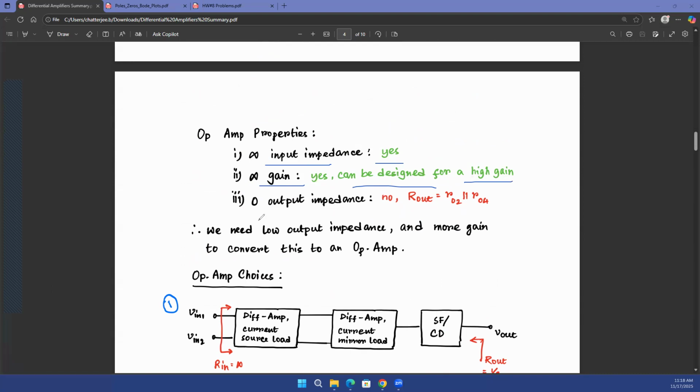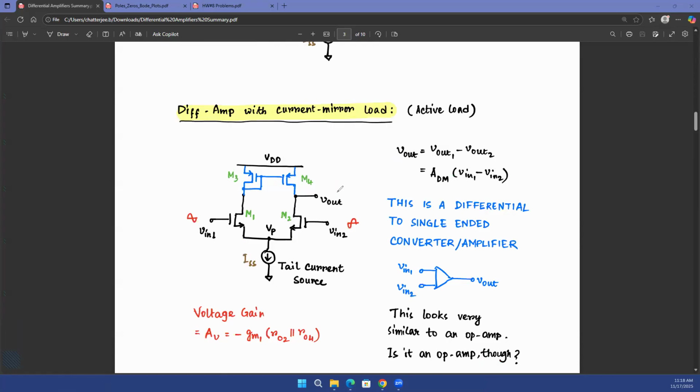What is the other property of an op-amp? Zero output impedance. Do we have zero output impedance? And that answer is a resounding no, because the output impedance in this case is the output impedance at the output terminal. At the output terminal, looking up, you see RO4, looking down, you see RO2. Your overall output impedance is RO2 parallel with RO4. Now, RO2 could be 100 kilo ohm, RO4 could be another 100 kilo ohm. Parallel combination of those two, 50 kilo ohm. It's not zero. Right? So my output impedance is not zero.